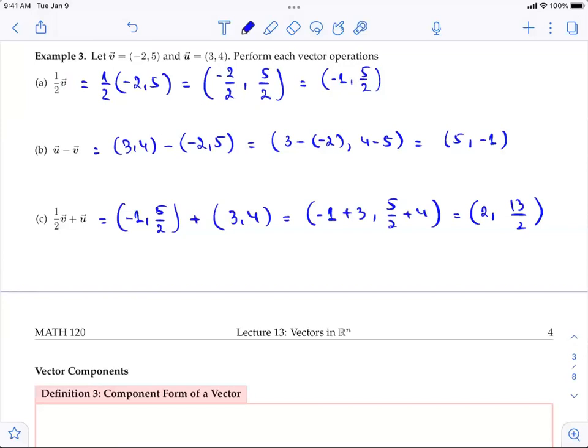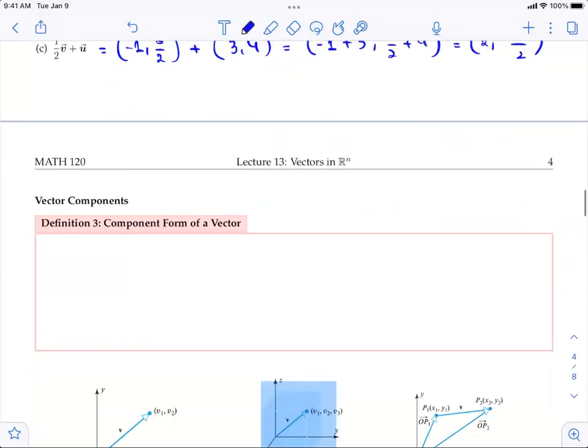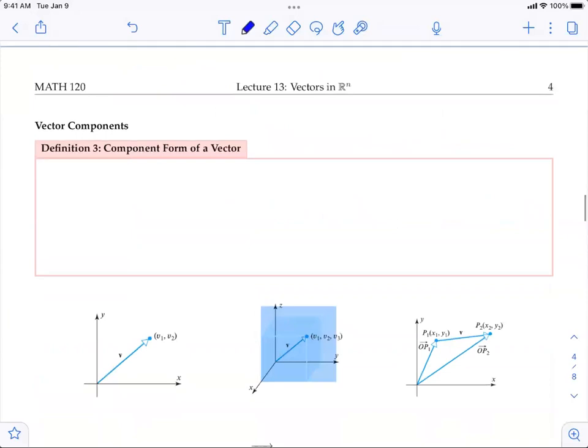All right. So if you have a vector, usually you are given a component, u1, u2, or v1, v2 for that matter. But if you just have the initial point and a terminal point, how would you find the component of the vector? So the next definition gives you a formula to do so. All right, so component form of a vector.